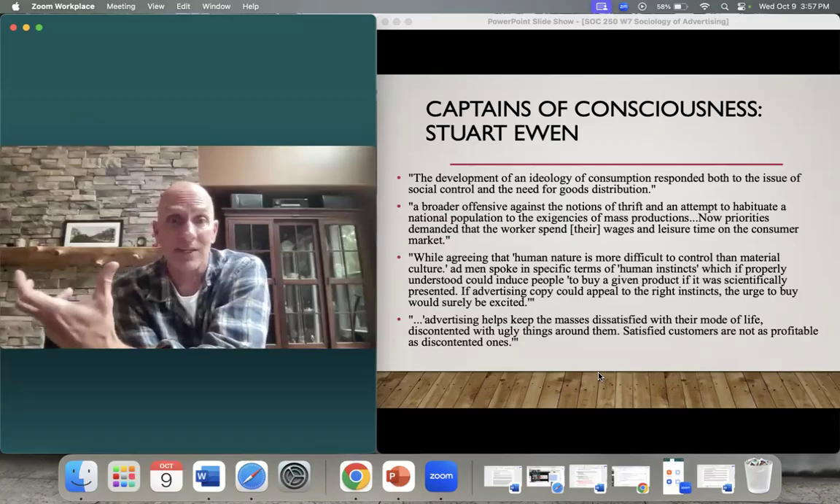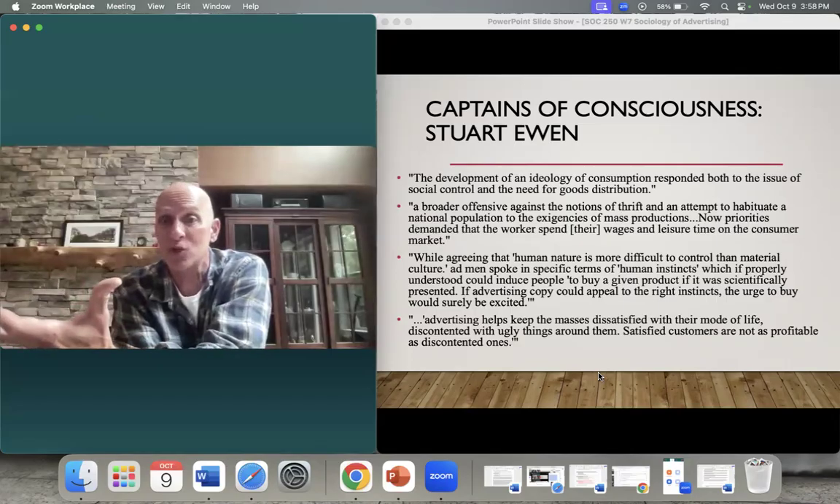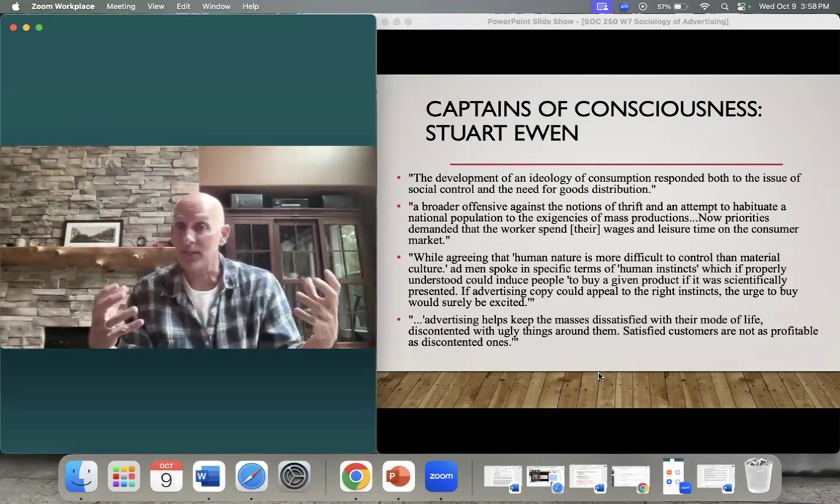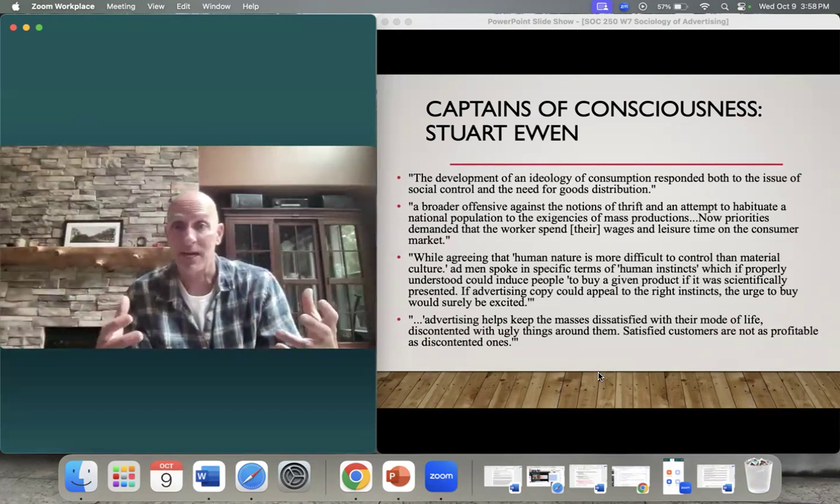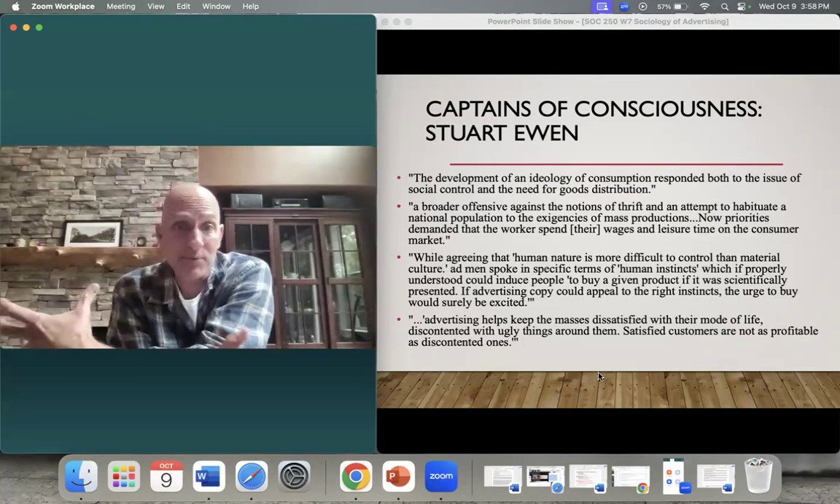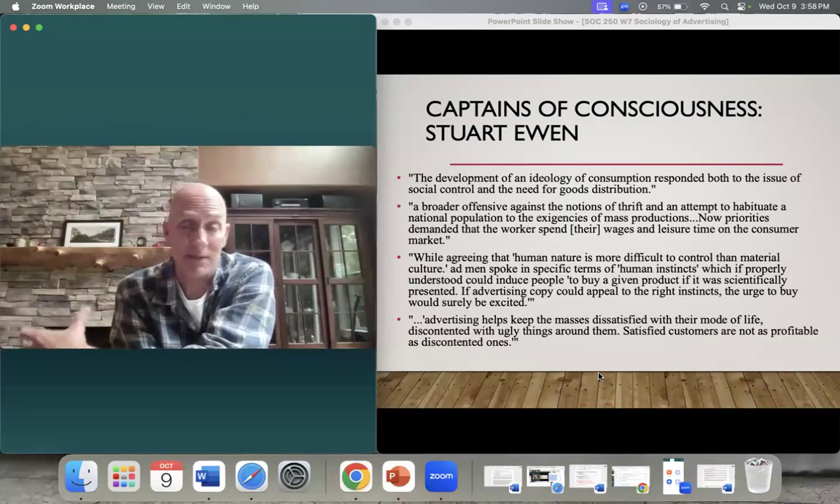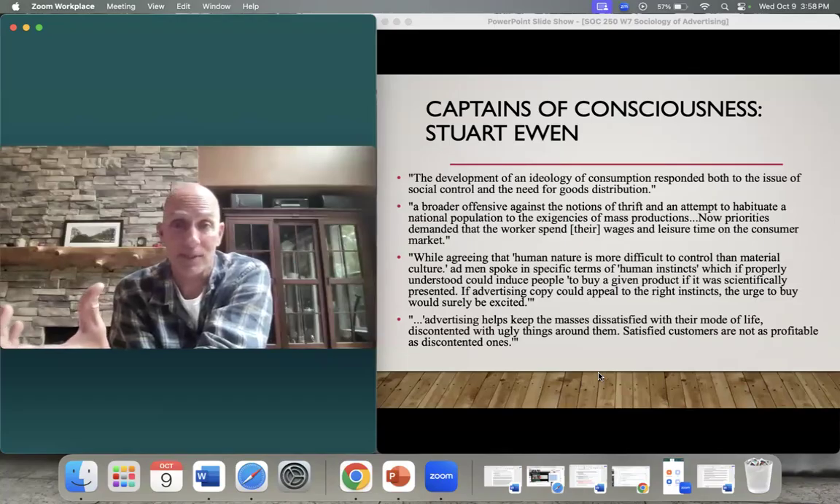It's a way of regulating human behavior and also a way to fulfill the needs of industry with all the goods they're producing. A broader offensive against the notions of thrift. So people were thrifty at a certain time period. They weren't spending money, buying commodities. Then we get mass production. Now the priorities demand that the worker spends their money and leisure time on the consumer market. We get encouraged to be consumers at some point in time.